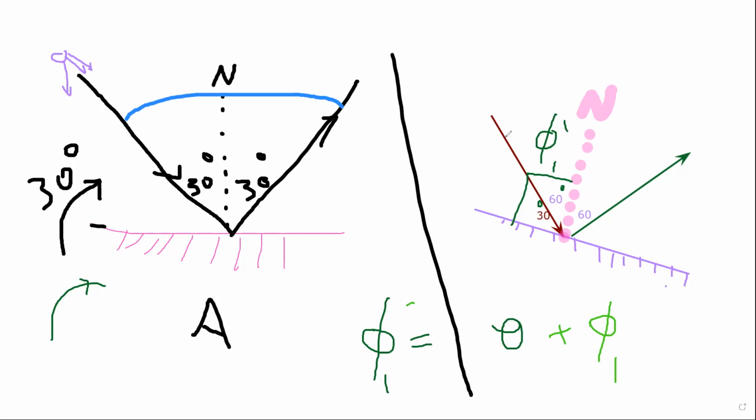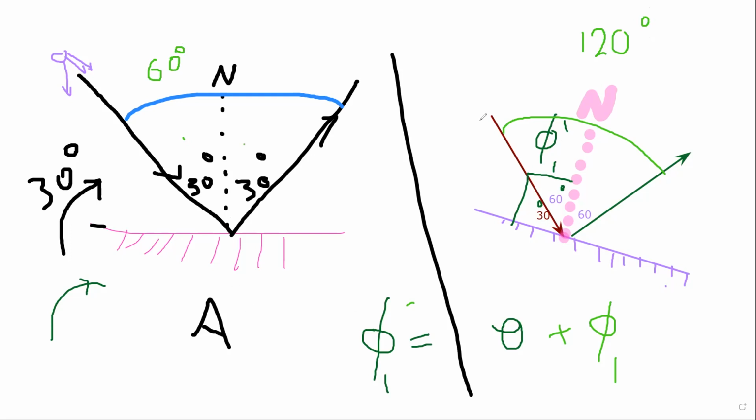What about the angle between the incident light ray and the reflected light ray? It increases by the value 2 theta. Okay, so the total angle here will equal 120 degrees, and the total angle here, 30 plus 30, equals 60 degrees.